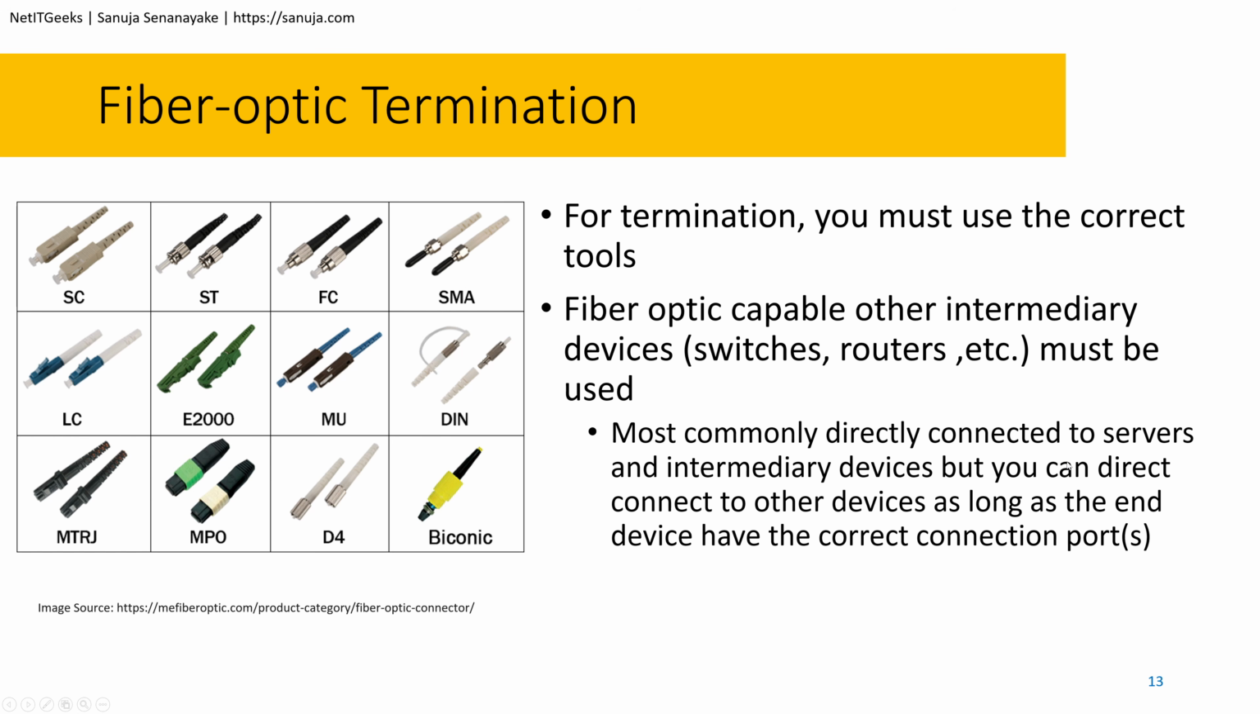Most commonly they are directly connected to servers and intermediary devices, but you can also directly connect other devices as long as the end device has the correct connection ports. So fiber optic cables are mostly used between fiber optic switches, fiber optic routers, and fiber optic capable servers, but you can use it on end devices such as a desktop computer as long as one of these connectors is available on the ports of your end device, and your fiber optic cable is terminated with one of these suitable connectors and they are compatible with each other. So keep that in mind as well.